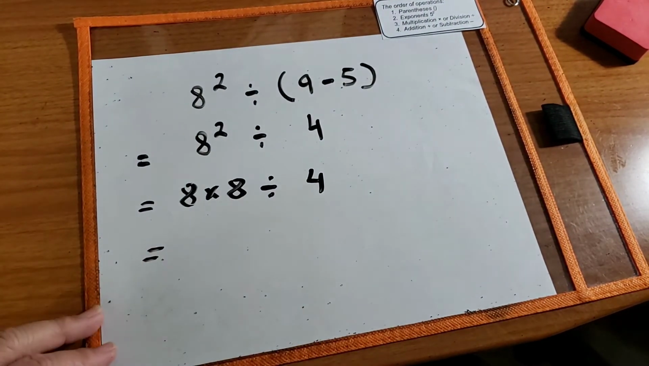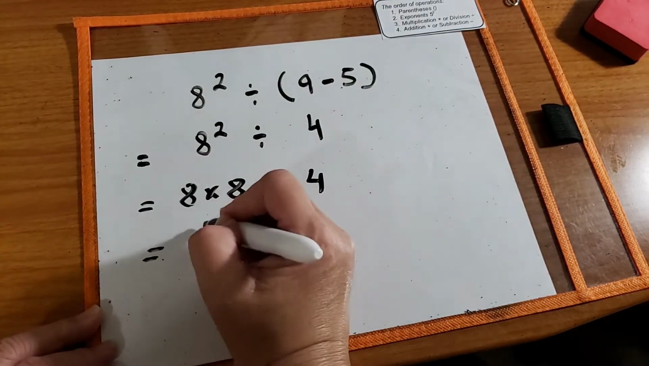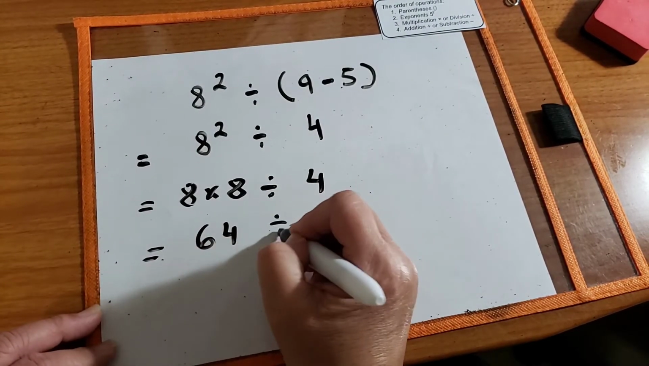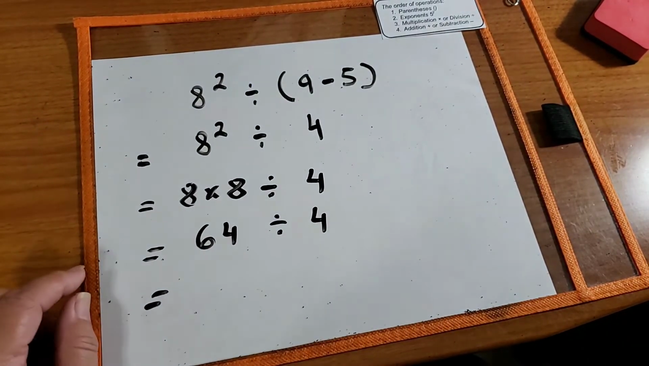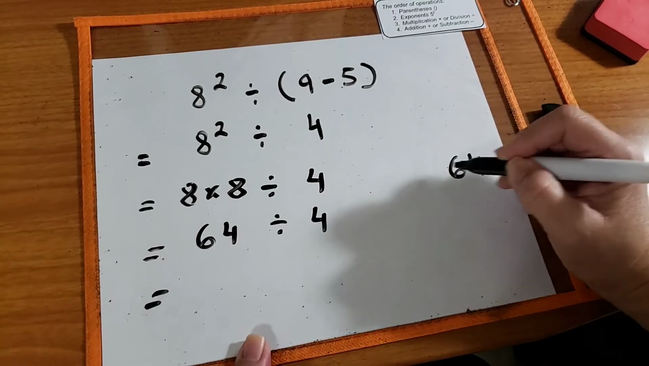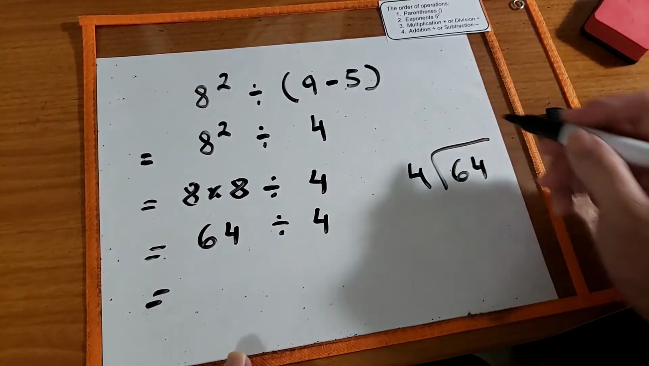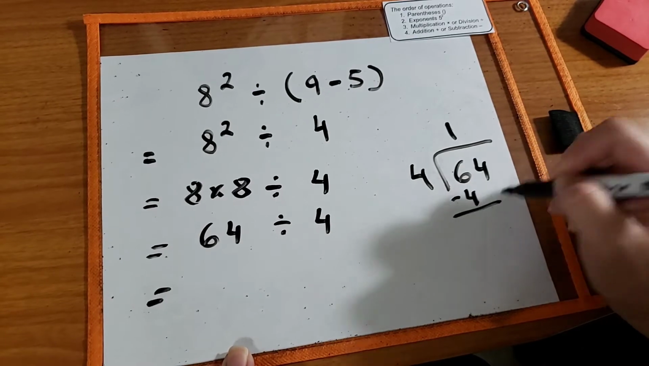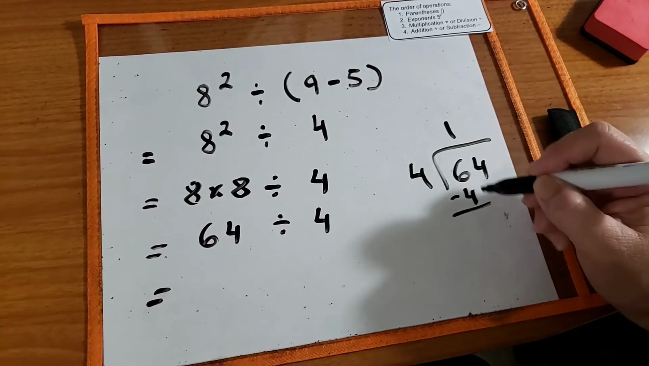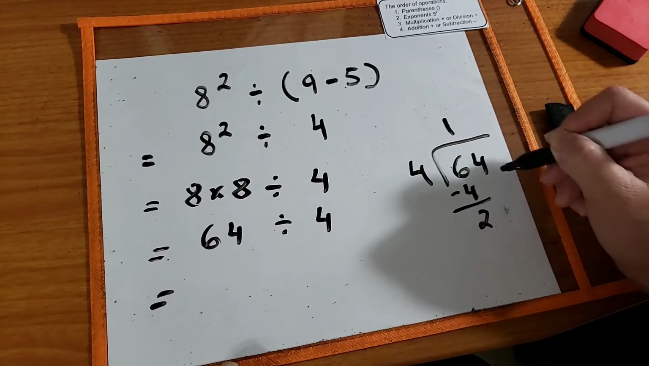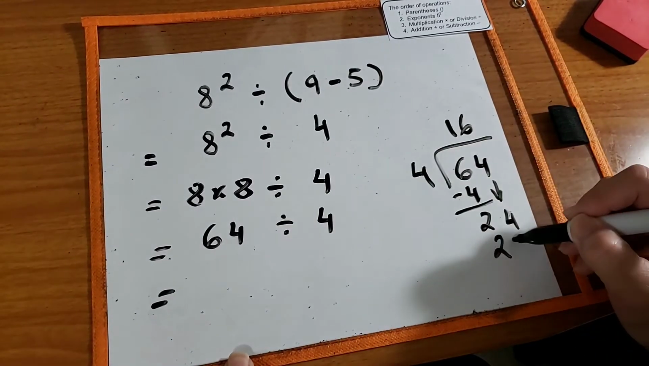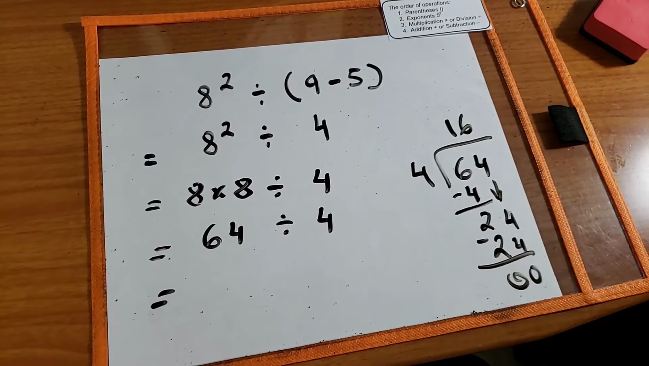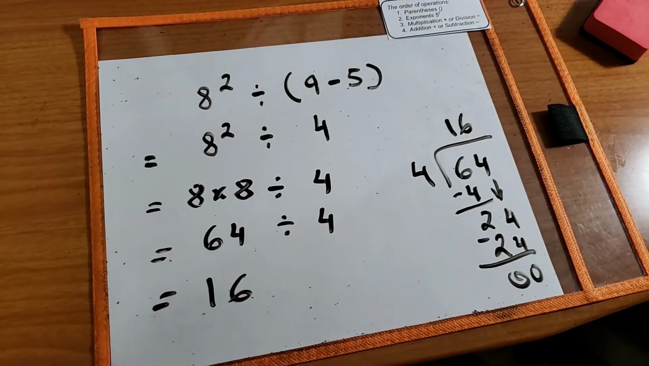So 8 times 8 is 64. And here the division sign, divided by 4, equal. So 64 divided by 4. Let's do here. 64 divided by 4. 4 goes in one time here. 6 minus 4 is 2. I'm going to bring the 4 down. 4 goes into 24 six times. So the answer is 16. See how easy that is?